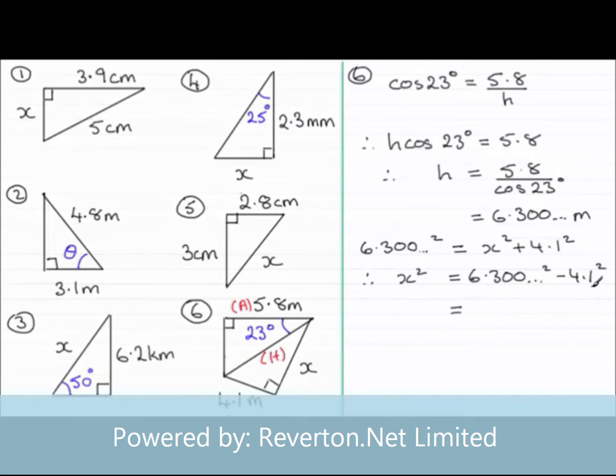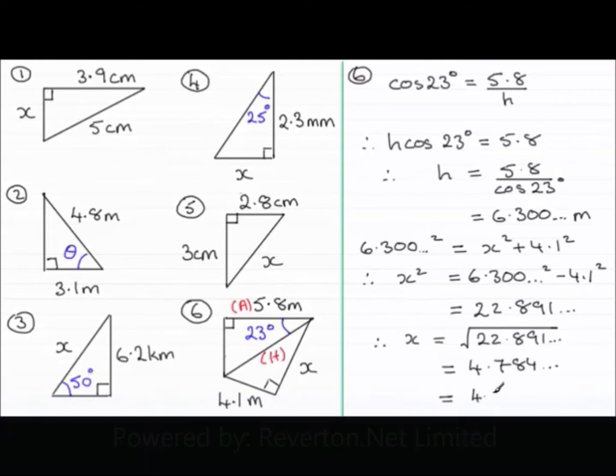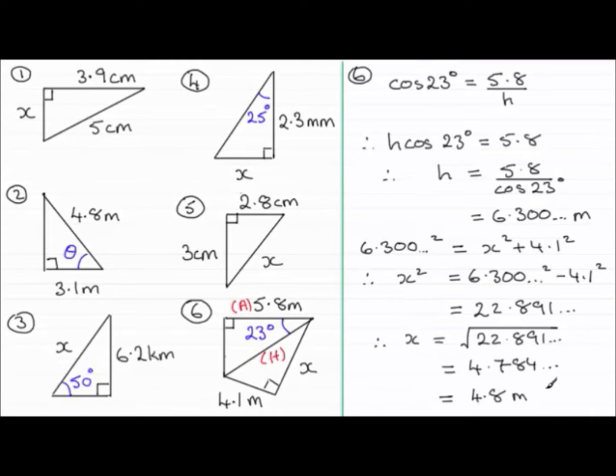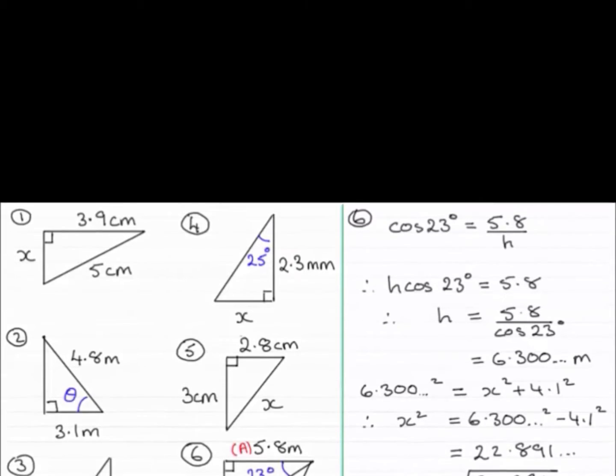And working this out, you should find you get 22.891 and so on. And so we just need to square root both sides, so therefore x equals the square root of 22.891 and so on. And if you do that, you end up with 4.784 and so on. And rounding this to 1 decimal place, you're going to get 4.8. 4.8 meters to 1 decimal place. Okay.